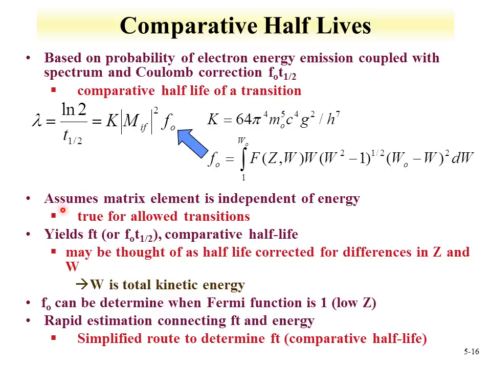This assumes that the matrix element is independent of energy, because we're not changing it as this energy changes, which is true for allowed transitions, not necessarily true for forbidden transitions. So we can look at this Ft, or F naught T1 half. It's a comparative half-life, and this could be thought of as a half-life corrected for differences in Z, which accounts for a Coulomb behavior, and W, which is the total kinetic energy.